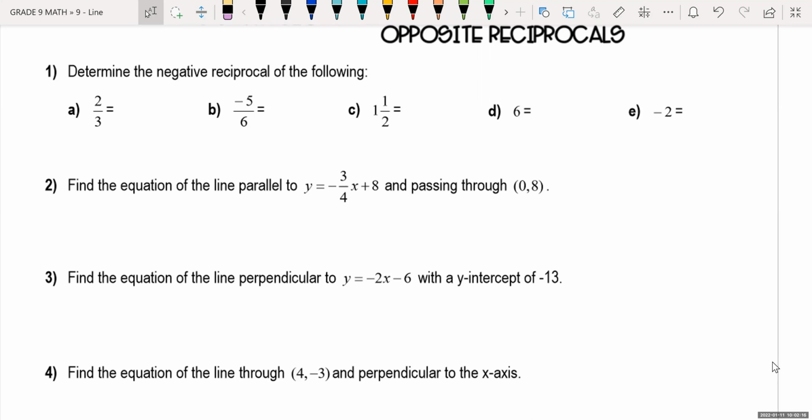So the first one is 2 over 3. What do you guys think is the negative reciprocal? So change the sign and flip it around. I see Shams and Ari with the answers. Good job, you guys. This would just be negative 3 over 2. How about the next one? I'm going to write an equal sign. I realize there's an equal sign there already.